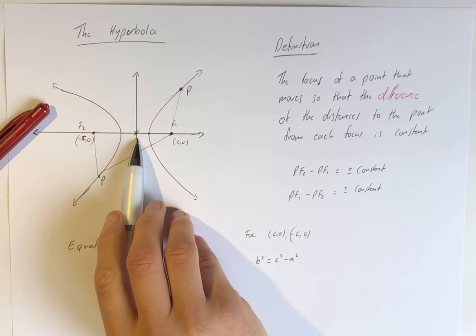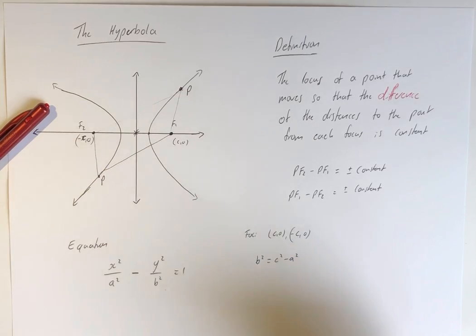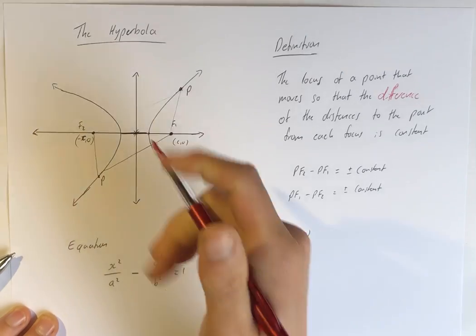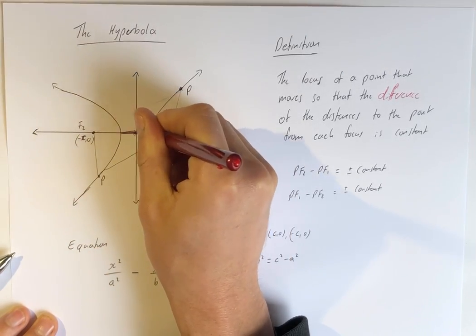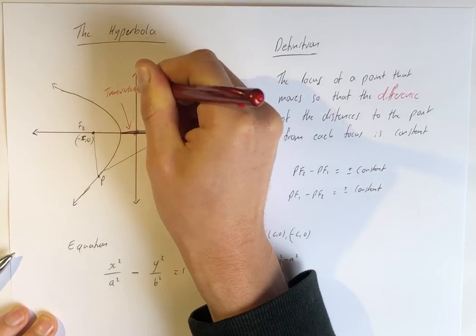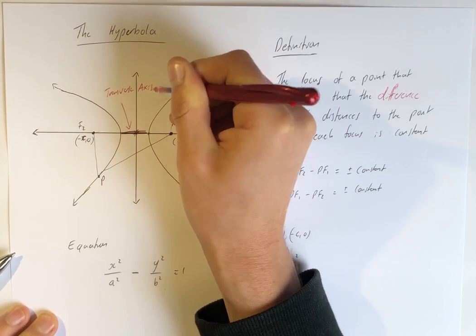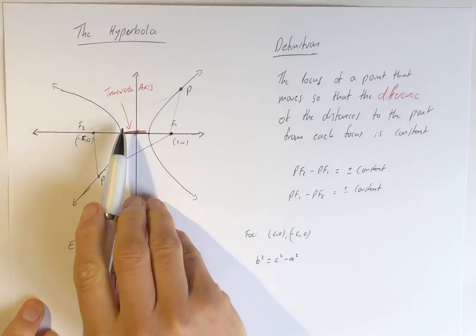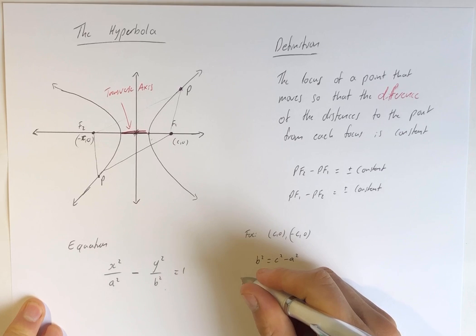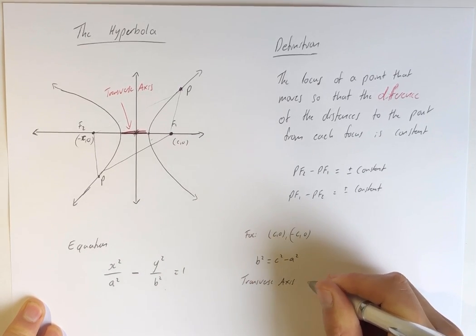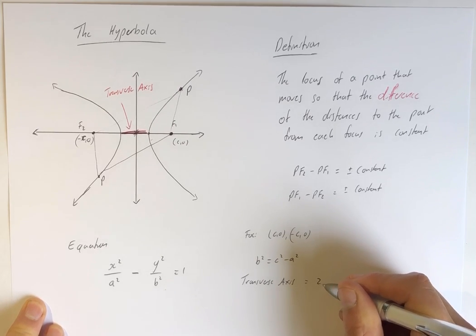So that's the center, and the line segment joining the two vertices is called the transverse axis. So from here to here, this here, that is called the transverse axis, and its length is 2a. So the transverse axis is 2a.